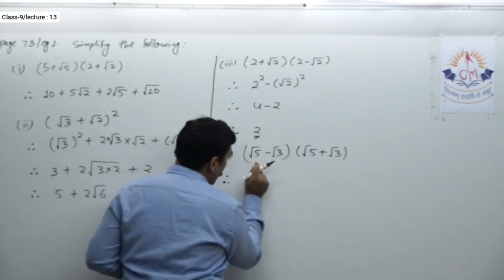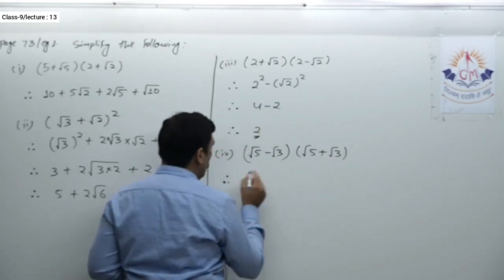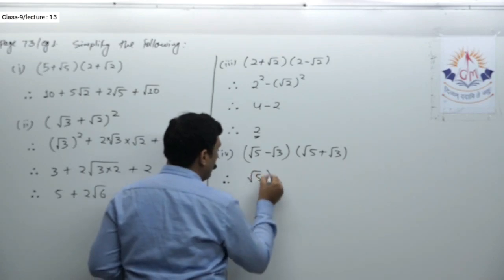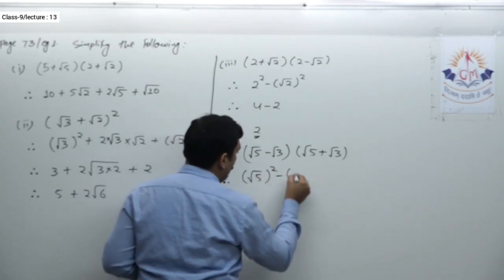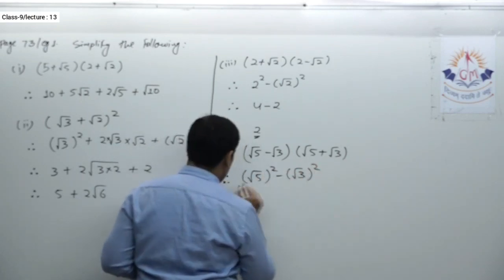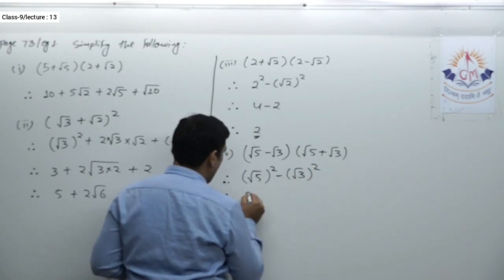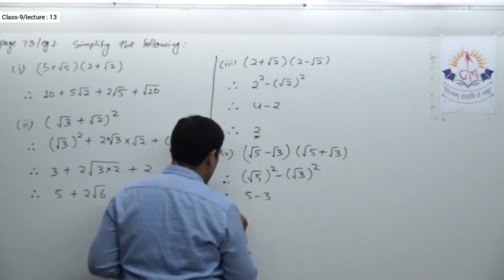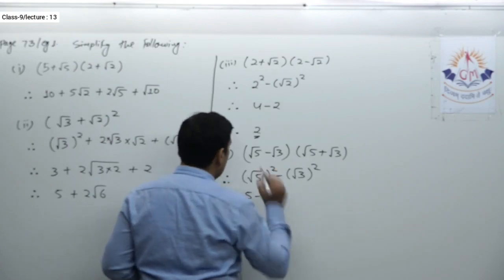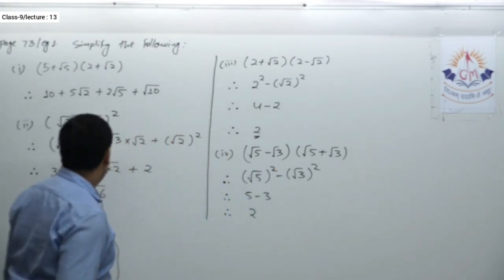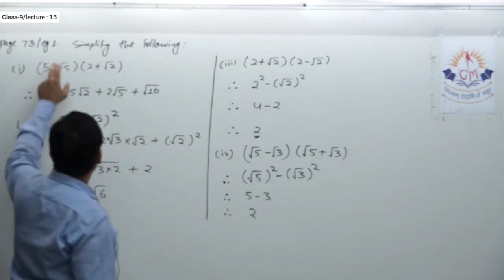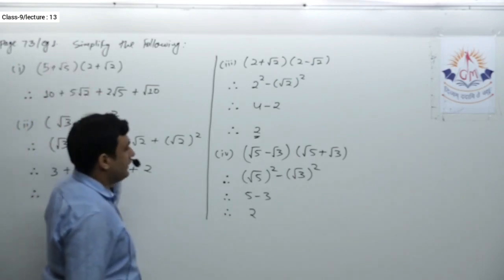So here again we have a minus b, a plus b. So I write a square minus b square. Now root 5 square is 5. Root 3 square is 3. So 5 minus 3 is 2. Okay, so these are the solutions of all 4 questions which are given in example 1.